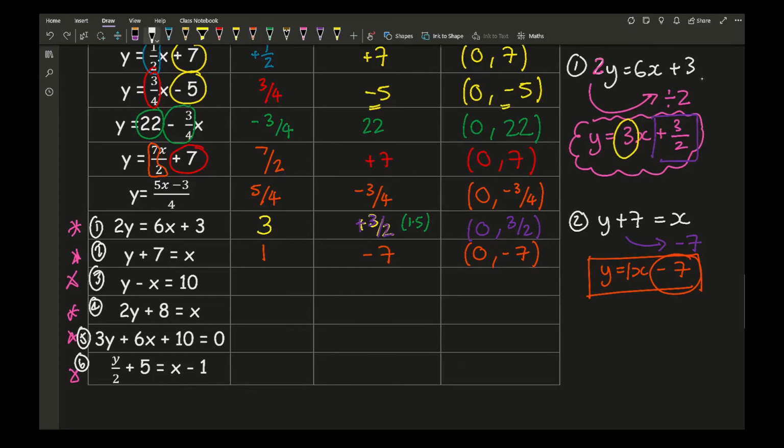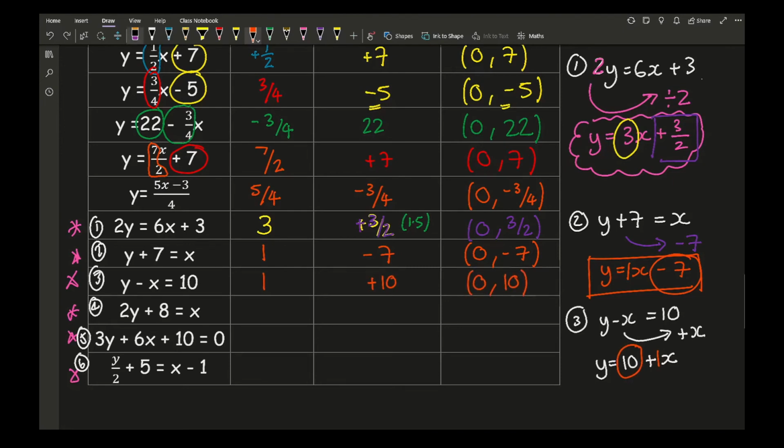For question 3, we've got y minus x equals 10. So again, I want to get y by itself, so I need to get rid of the x. How do I do that? Well, when you're subtracting x to get rid of it, you need to add x. So what I end up with is 10 plus x. Now again, be mindful of how this is written. So again, I've got 1x, so that means that the gradient is going to be 1, or positive 1 I should say, and the y-intercept is going to be positive 10, giving me a coordinate of 0, 10.